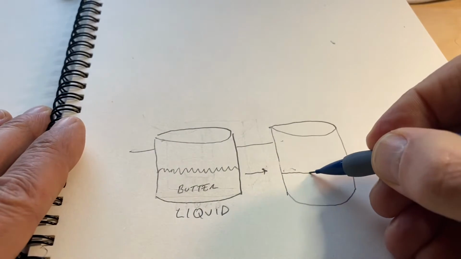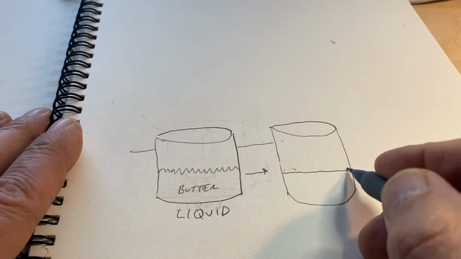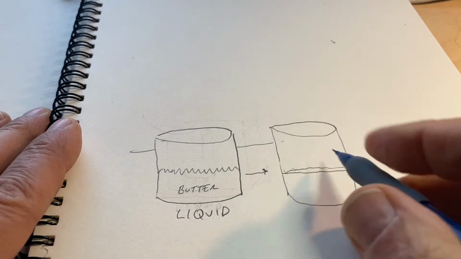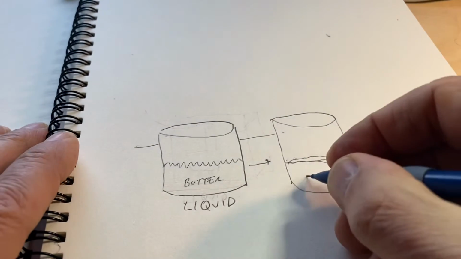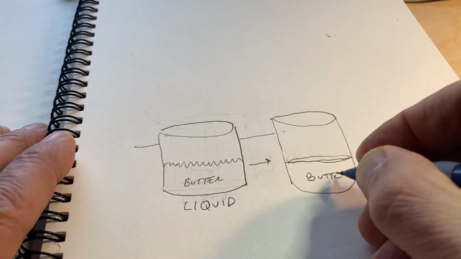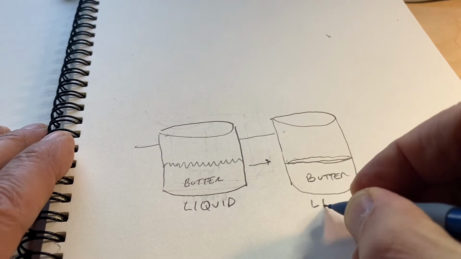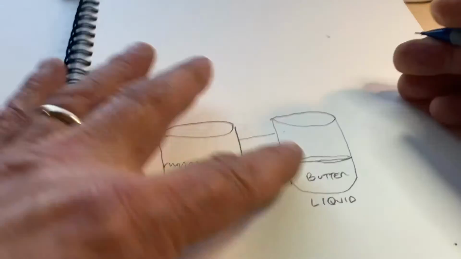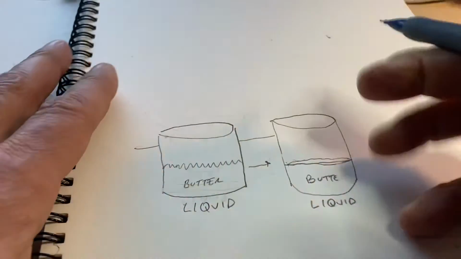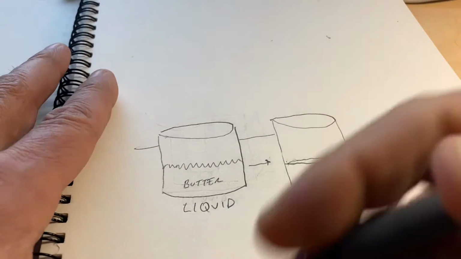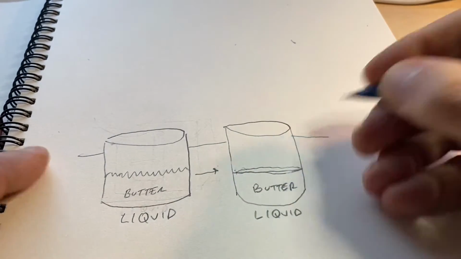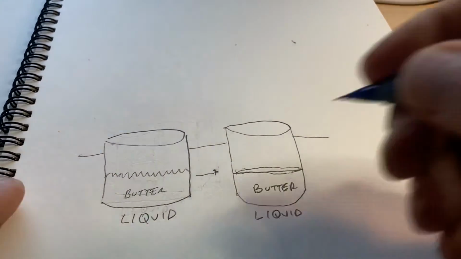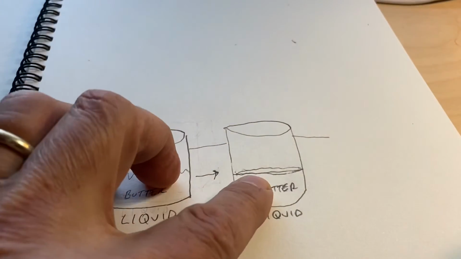Maybe I can give it a little bit of a look like that. And so this is also butter, but it's a solid. And notice I'm doing this in pencil just because I want to give myself a chance to erase before I go over it in pen. Now again, it's not great, but it's okay, right? It gets the idea across. I've got this phase change going on here like this.